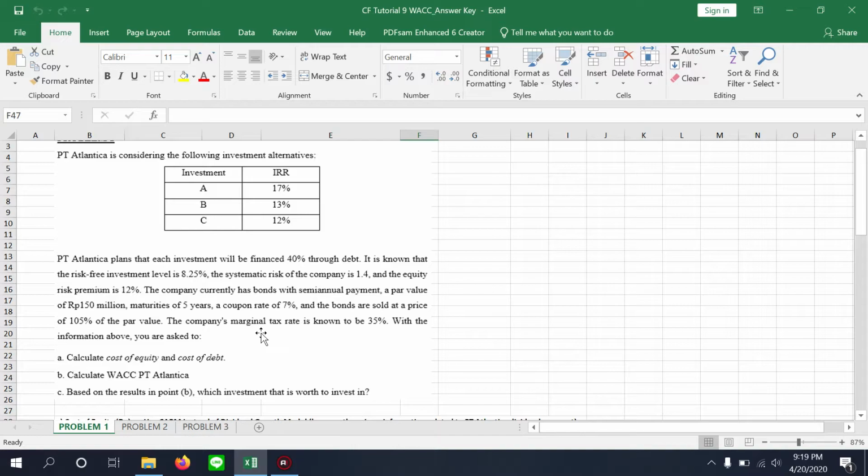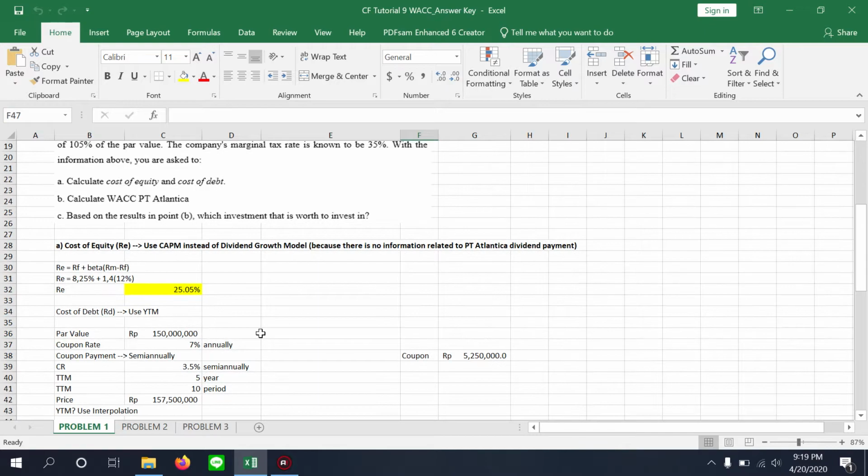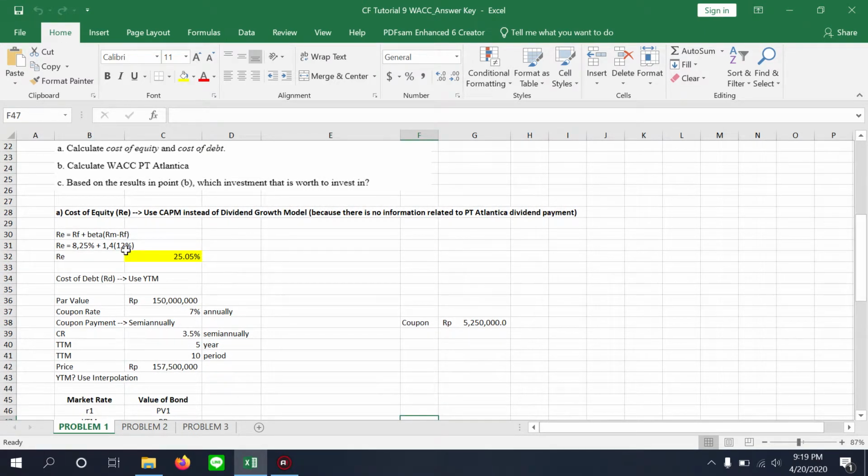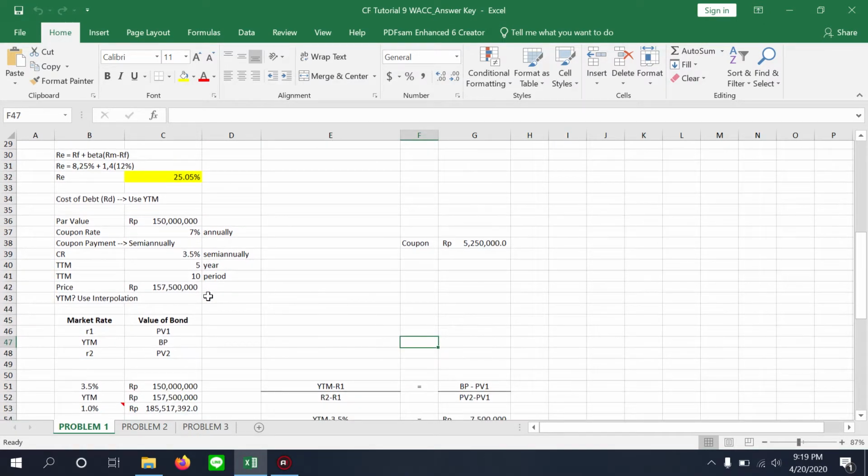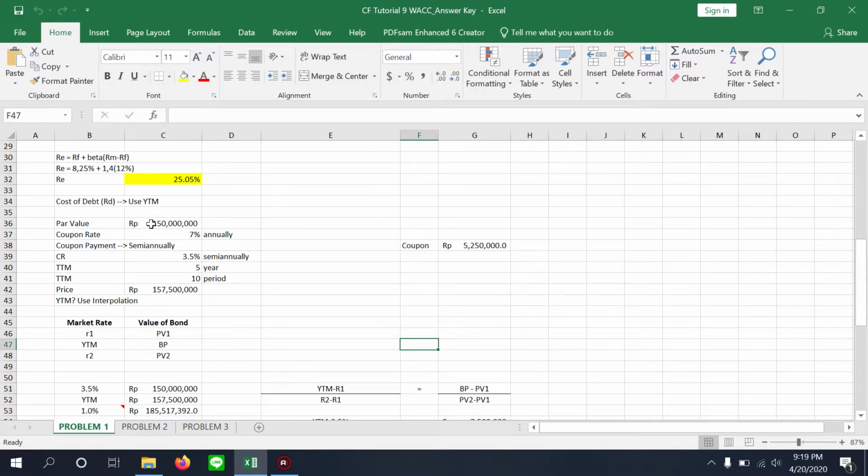Okay, so let's go to problem A. For cost of equity, it is simple. Basically, you just use the CAPM formula. And for the cost of debt, as you can see here, we need to do a bond valuation again and try to find the yield to maturity.